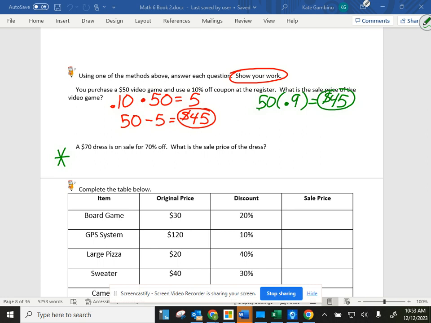You can use either method. Either method works. It gets you the same answer. So if you use that first method of finding the discount and subtracting it away, that will give you the same answer as doing the formula with the original amount. Okay, so either way will get you the same answer.